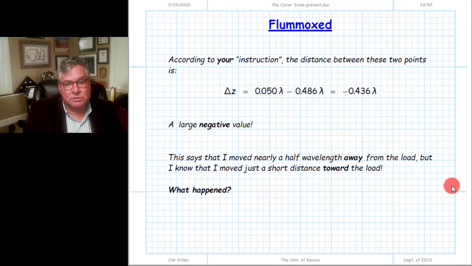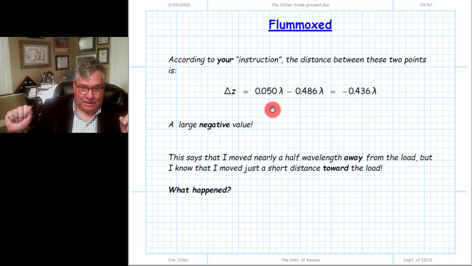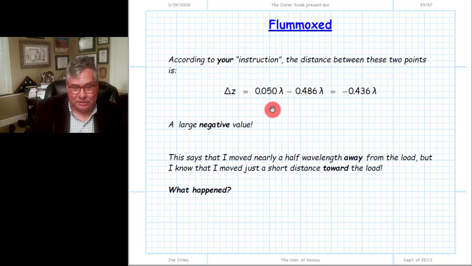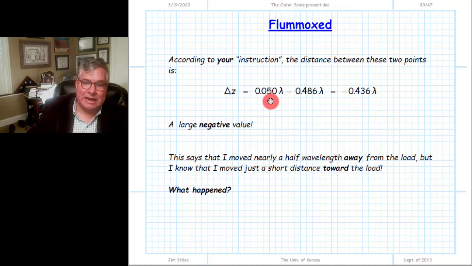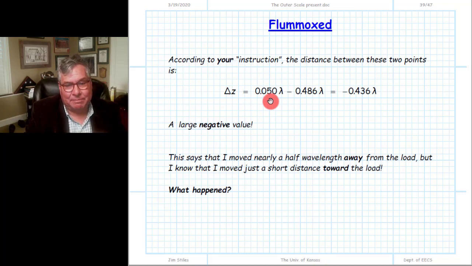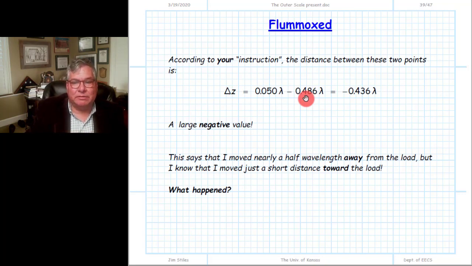The question then becomes, how far did we move up the transmission line toward the load? According to our analysis, we simply take the mile marker, the location on the index where we stopped, 0.05 lambda, and subtract from it the location where we began, 0.48 lambda. But in this case, we do get a negative value.